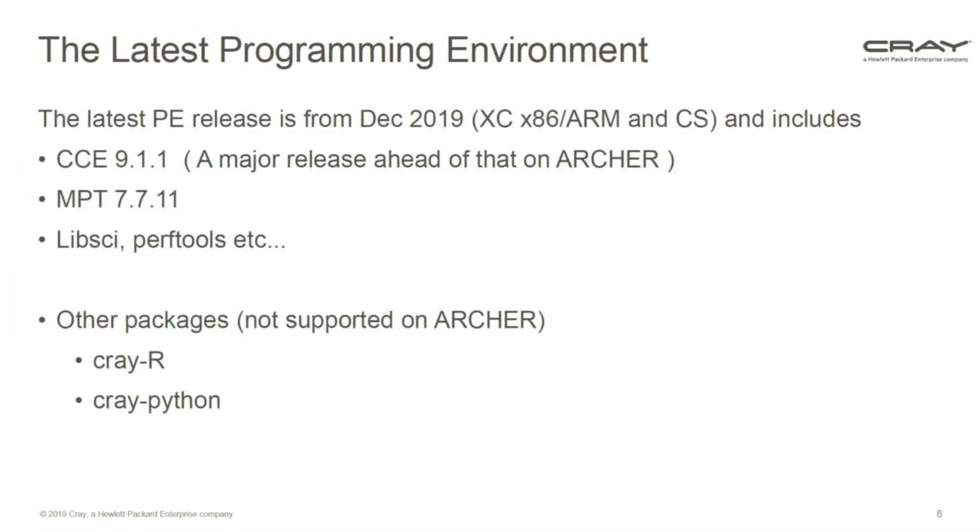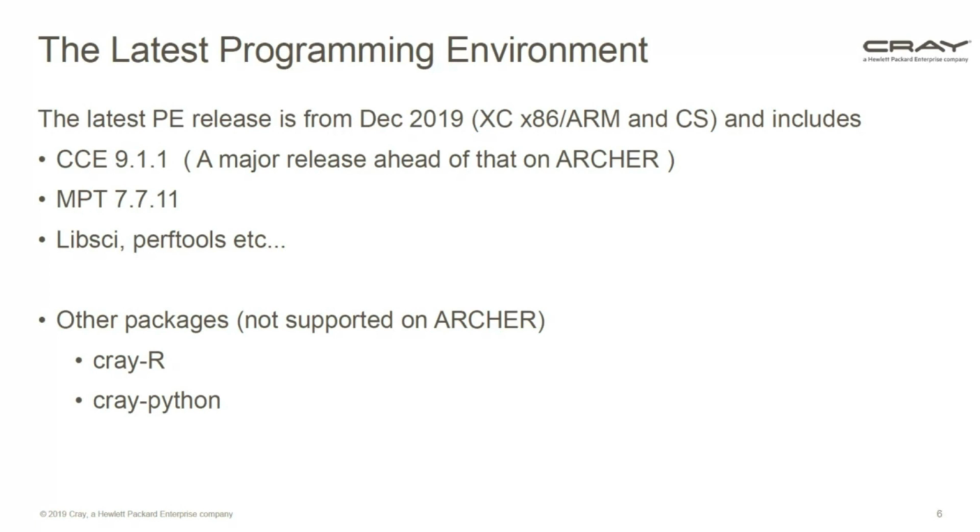If I look at the current shipping environment, we previously looked at what was on Archer. The current shipping environment is from December 2019, and the next release will be this month. That's available for XC platforms, those are the Aries XC platforms like Archer, for ARM architectures, which, for example, GW4 has an ARM system, and more traditional clustered solutions. And that current environment now has the CCE 9 compiler on it. That's a major release beyond the 8.7, which is available on Archer if you swap the modules, and a newer MPI, and of course the other things have all been updated since then.